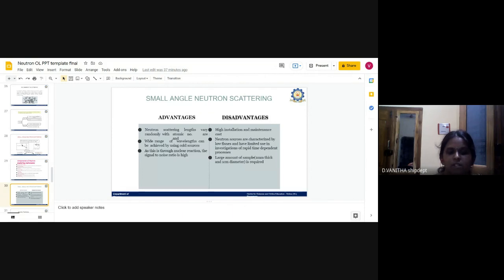In terms of disadvantages, for small angle neutron scattering we have to install the system, and more cost will be there for the maintenance. Here, the neutron sources are characterized by large flux and have limited use in investigation of rapid time dependent processes. A large amount of sample is required for the small angle neutron scattering process.